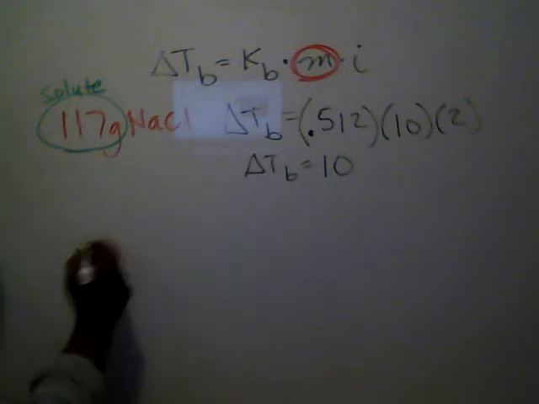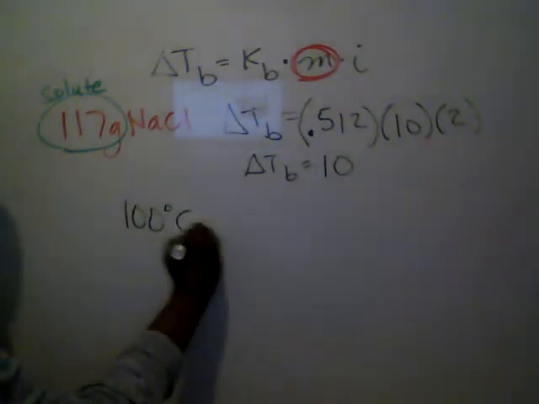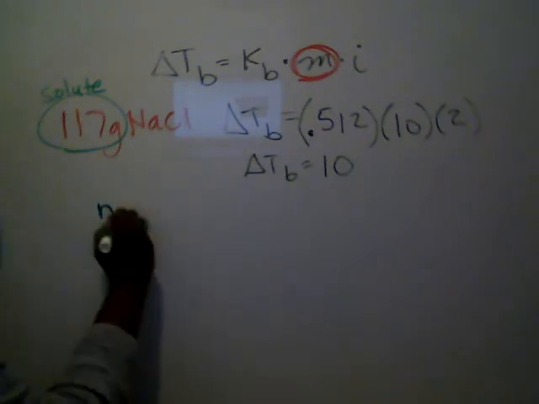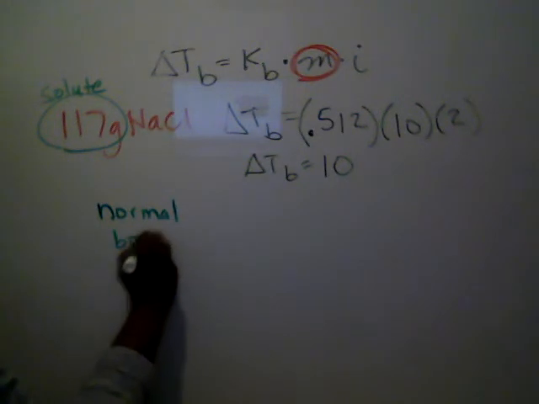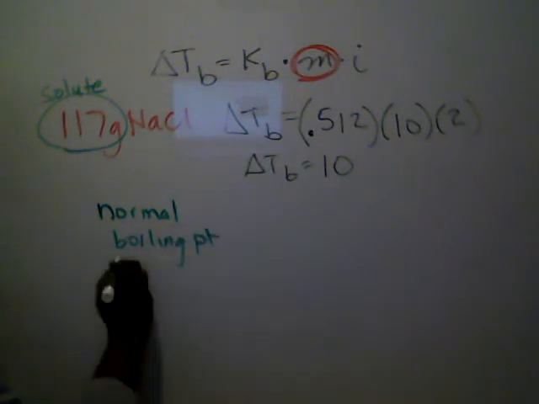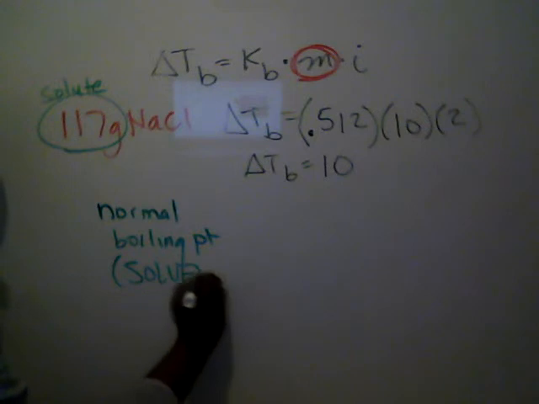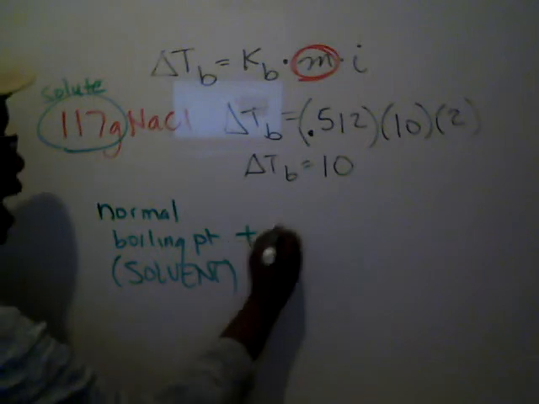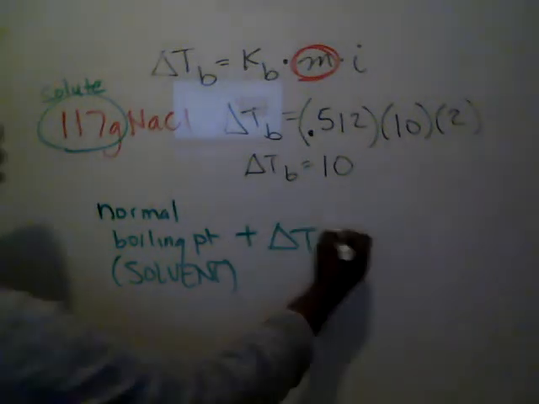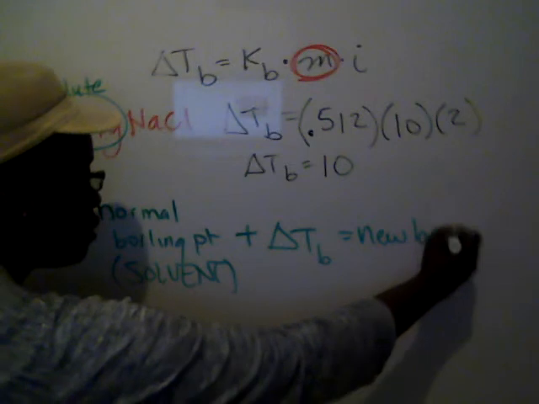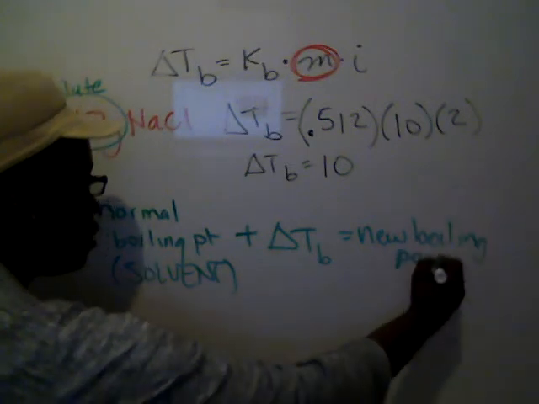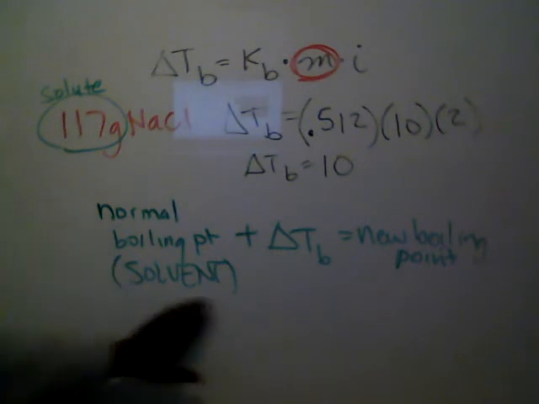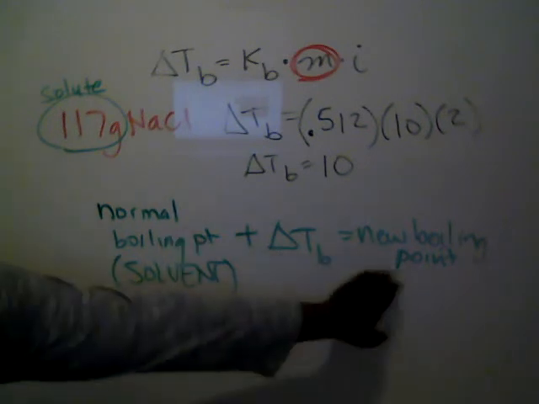Let me actually write this out in words. We always take the normal boiling point of the solvent. They would have to give this to you. If it's water, they'd expect you to know that it's 100 degrees. And we add the change to get the new boiling point. So we need to know what the normal boiling point is when it's just the solvent by itself. We add in the change and we get the new boiling point.